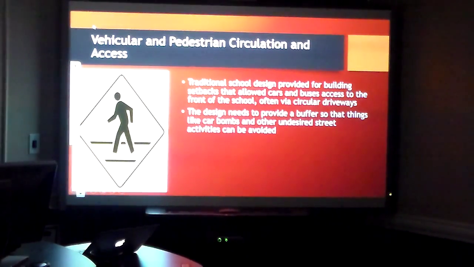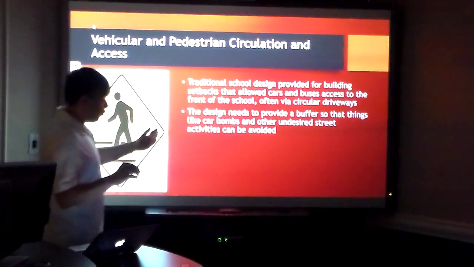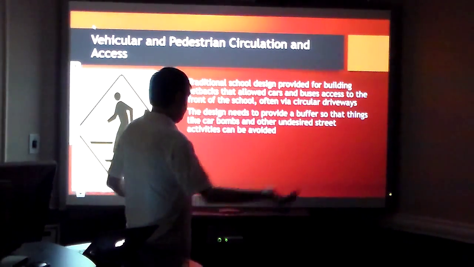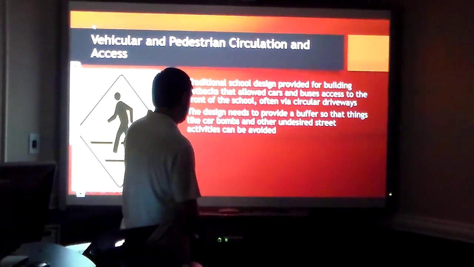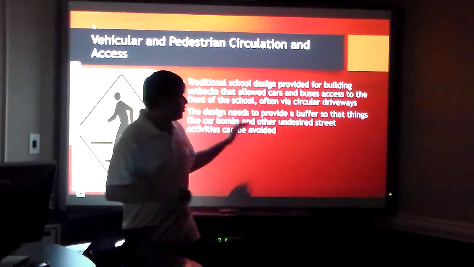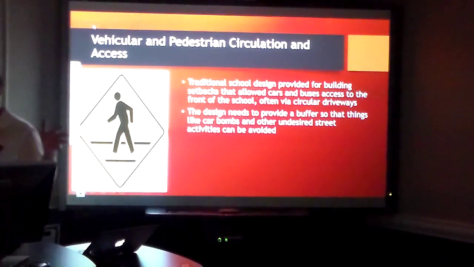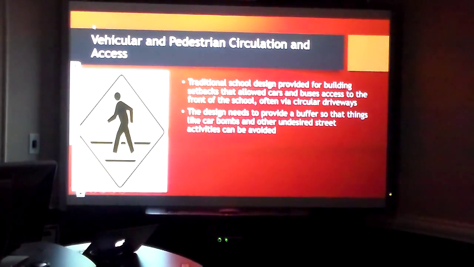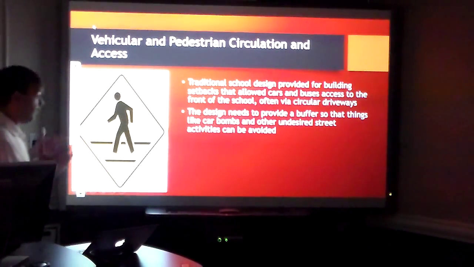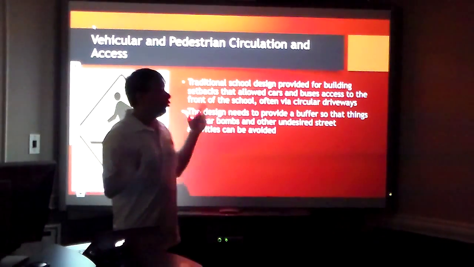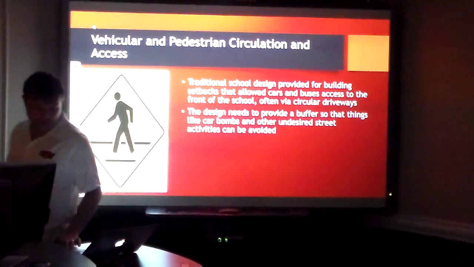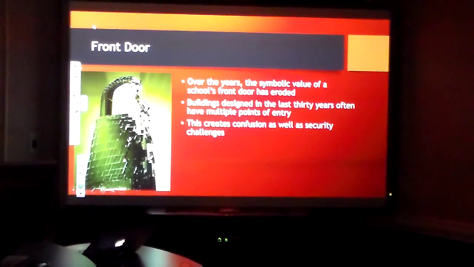So most of the time, your pedestrian circulation and access is going to be done in a semicircle. So cars and buses come to the front of the school, one lane is for buses, one lane is for cars, and it's done in a circular driveway. But this design has to have a buffer, meaning there's some grass or something in case there is a car bomb or an undesired street activity. Obviously, we hope none of you will see a car bomb in your life, but you have to think about preparation and security as well when you're looking at this stuff.